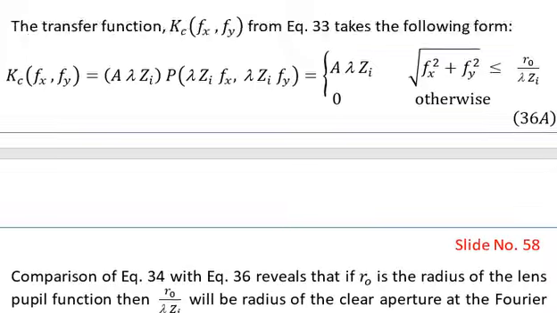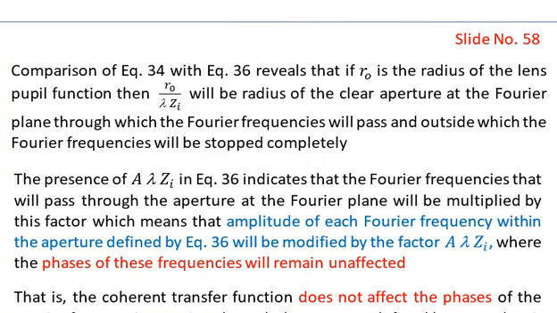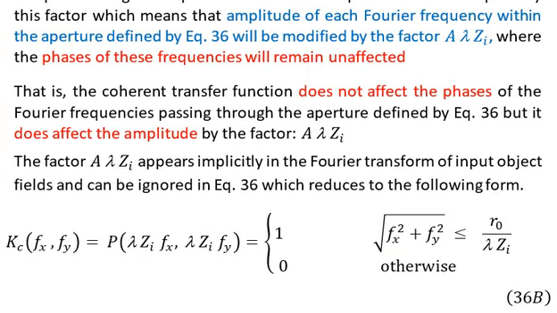So you see that here in equation number 36 we have a λzi which multiplies each Fourier frequency and changes the magnitude of each Fourier frequency. But if we omit this and set it equal to unity, then the physics will not change and the image quality will not be affected by this factor. So we have set that one equal to 1.